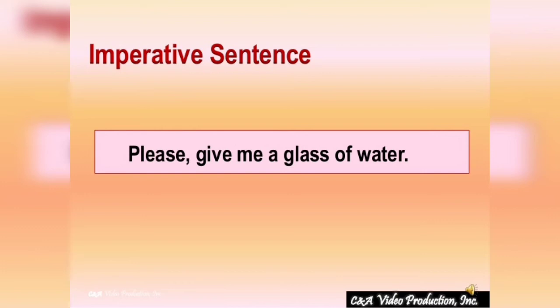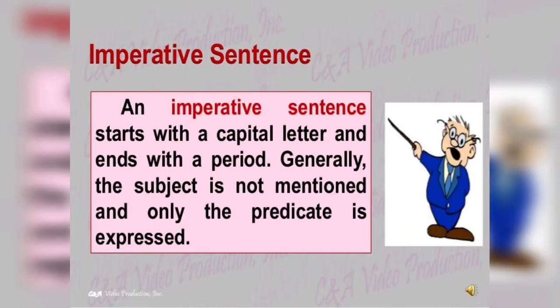Correct? Understood? Very good. Now what is and how to use this imperative sentence? It starts with the capital letter again, ends with a period, that is a full stop. Generally the subject is not mentioned and only the predicate is expressed. As I have already told you, it begins with the capital letter and ends with a full stop, and it may have or may not have, correct, the subject. Have you got it? Imperative sentences are very easy to find out because it is a command or it is an order or it is a request.